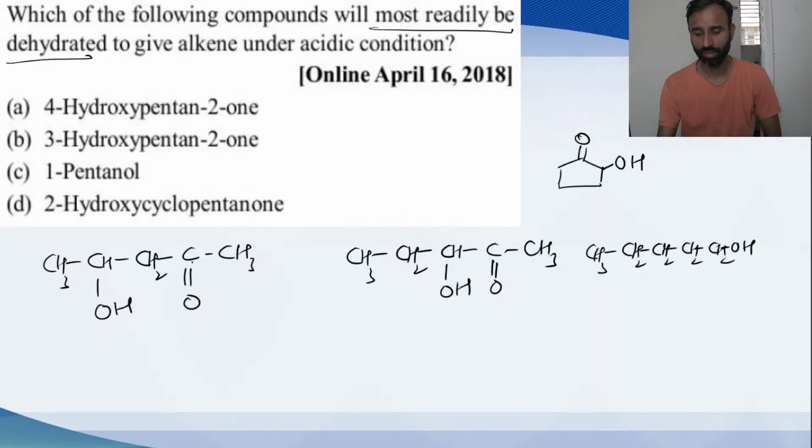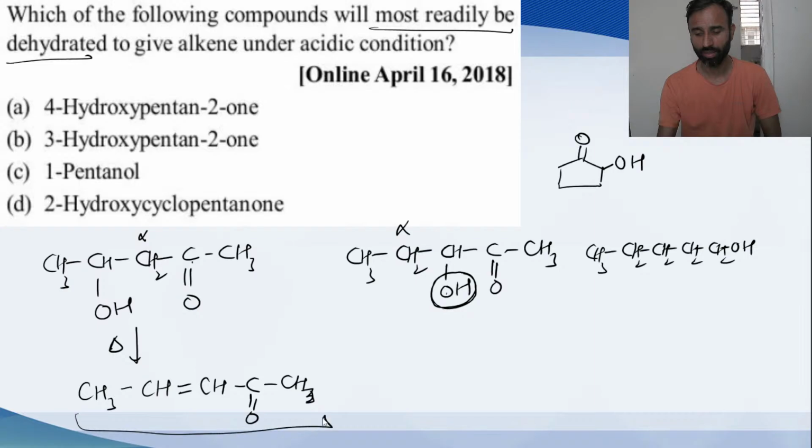Most readily dehydrated. Keep in mind, the most readily dehydrated one is this, because when we heat it, this is the alpha hydrogen for it. The hydrogen neighboring the OH should be removed. When it is removed, you will get this product, a conjugated enone.